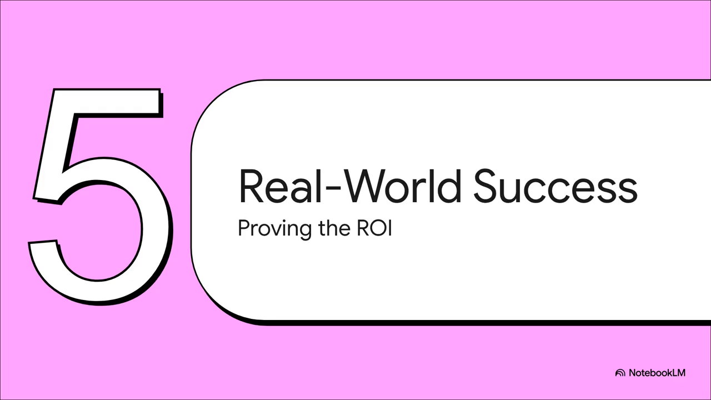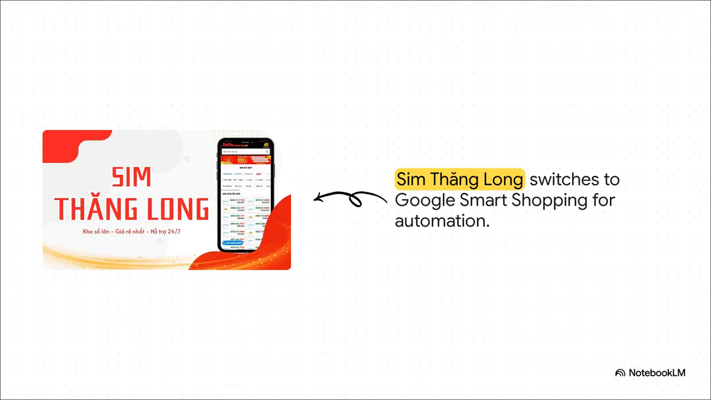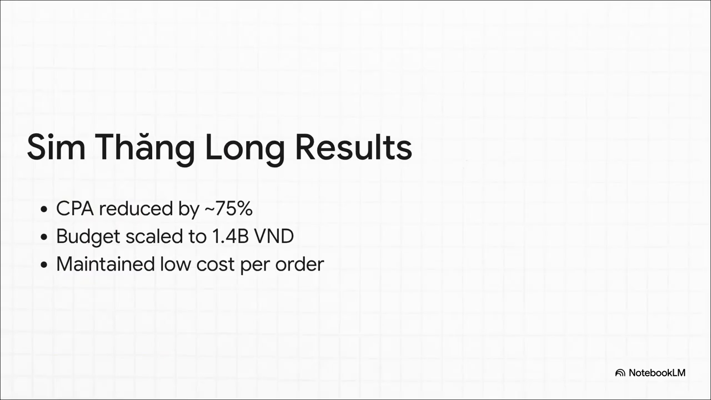Now for the really fun stuff in part 5, real-world success stories, proving the ROI. First up, let's take a look at the telecom retailer Sim Thung Long. They completely revolutionized their strategy by switching from manual shopping campaigns to Google Smart Shopping. Their main objective was pretty clear: automate their bidding and product delivery to perfectly optimize for conversion value based on their performance data. And the results of that switch?